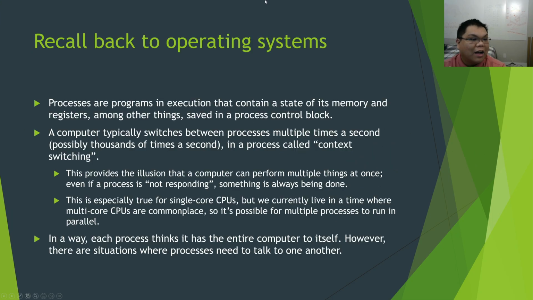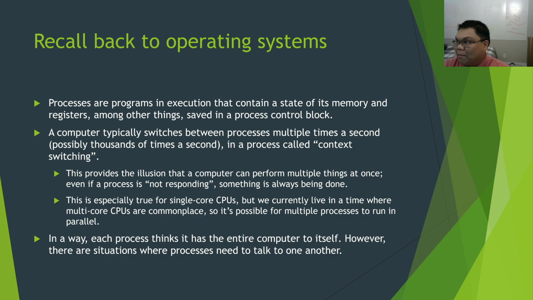Okay, so remember back in operating systems, you were taught the idea of a process. A process is just a program in execution, and it has what's called a process control block that contains, among other things, a state of its memory and a state of its registers. Now, a computer will typically switch between processes multiple times a second, possibly thousands of times a second, and this is called context switching. It's what allows a computer to make it look like it's doing multiple things at once, especially when there's only one CPU core to go around.